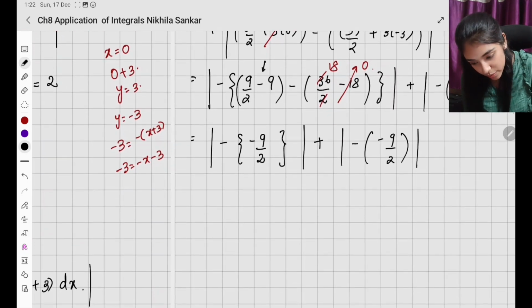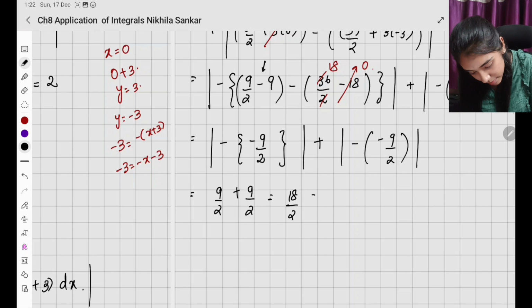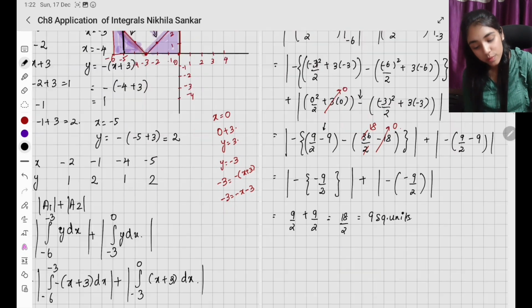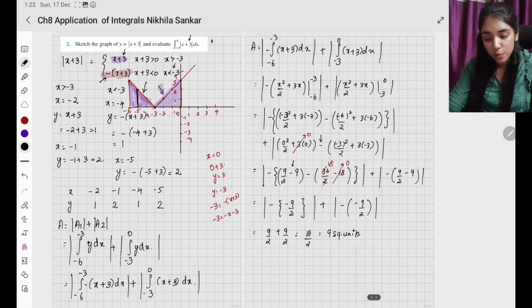So now when it comes out of the absolute value, I'll have 9 by 2 plus 9 by 2, which is going to be 18 by 2, which is 9 square units. Okay, the answer will come out correct only if you put the absolute value and minus signs carefully. Otherwise it will go wrong somewhere. Okay, so please pay attention.